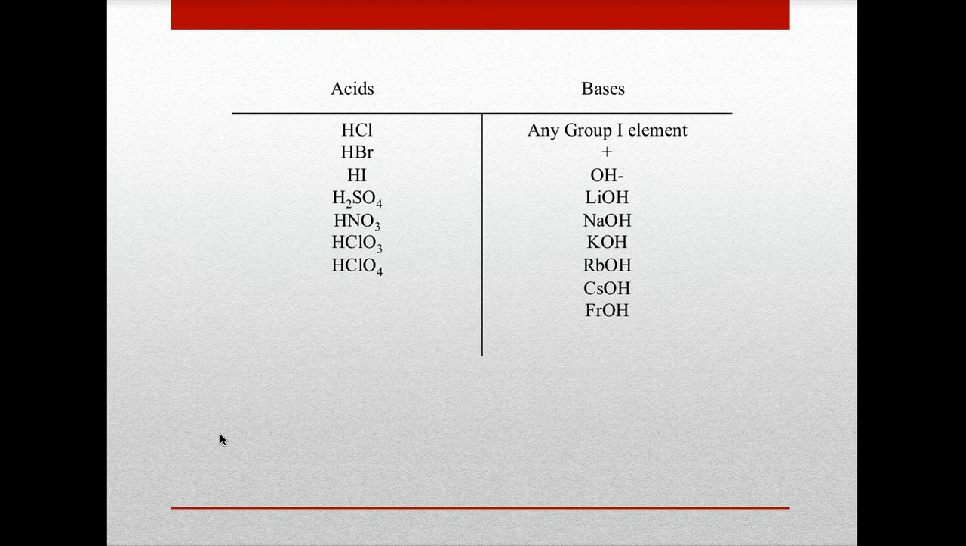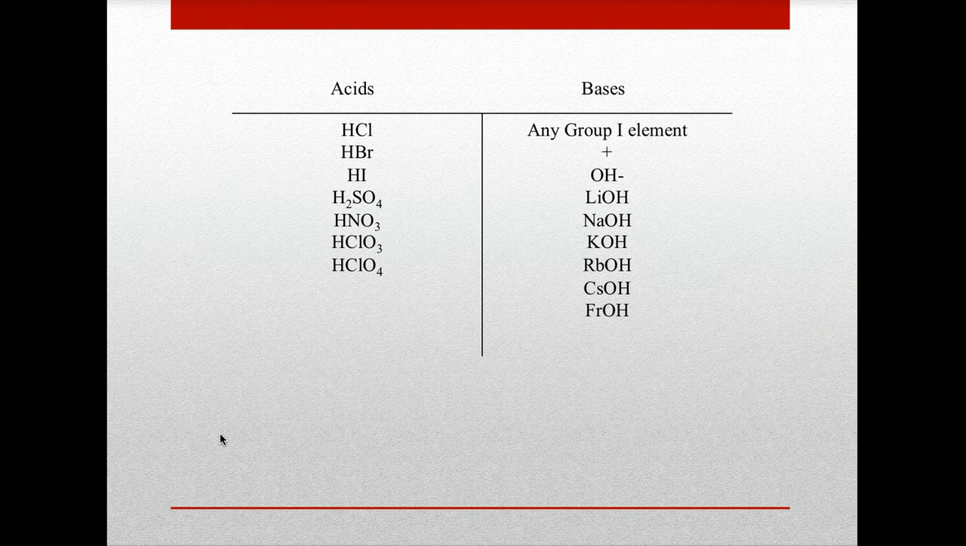All right, so strong bases. And this is a little bit easier than acids. A strong base is any element from group 1 on the periodic table, so that's that first column, combined with OH, the hydroxide ion. Okay, so if we look at that first column on the periodic table, there's lithium, sodium, potassium, rubidium, cesium, and francium. And any of those combined with the OH ion makes a strong base.